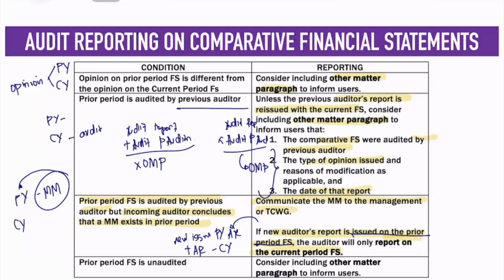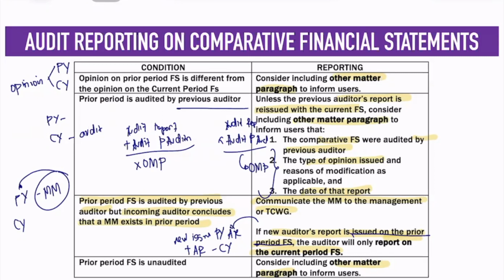How about if the prior year is unaudited? If it's unaudited, you again provide an other matter paragraph. Do you still remember the items in our other matter paragraph? We included there material inconsistency in other information and comparative information. That's why you see here in your comparative information, purely it is more of an other matter paragraph.